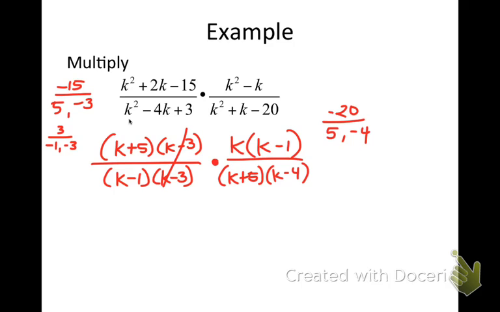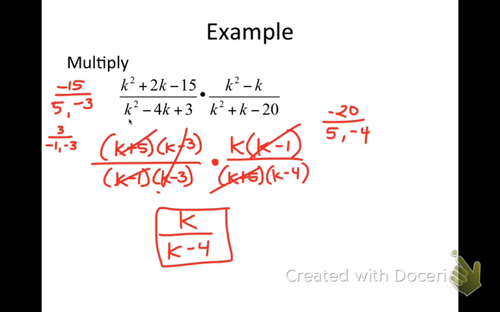Does anything cancel out right there? No. But what about with both of them combined? K plus 5, let's strike it. Anything else? K minus 1, let's strike it. Isn't that so satisfying? I think it is. So what's left? K over K minus 4. Good. K over K minus 4. And that's just like, it's great. It's beautiful how that stuff works.